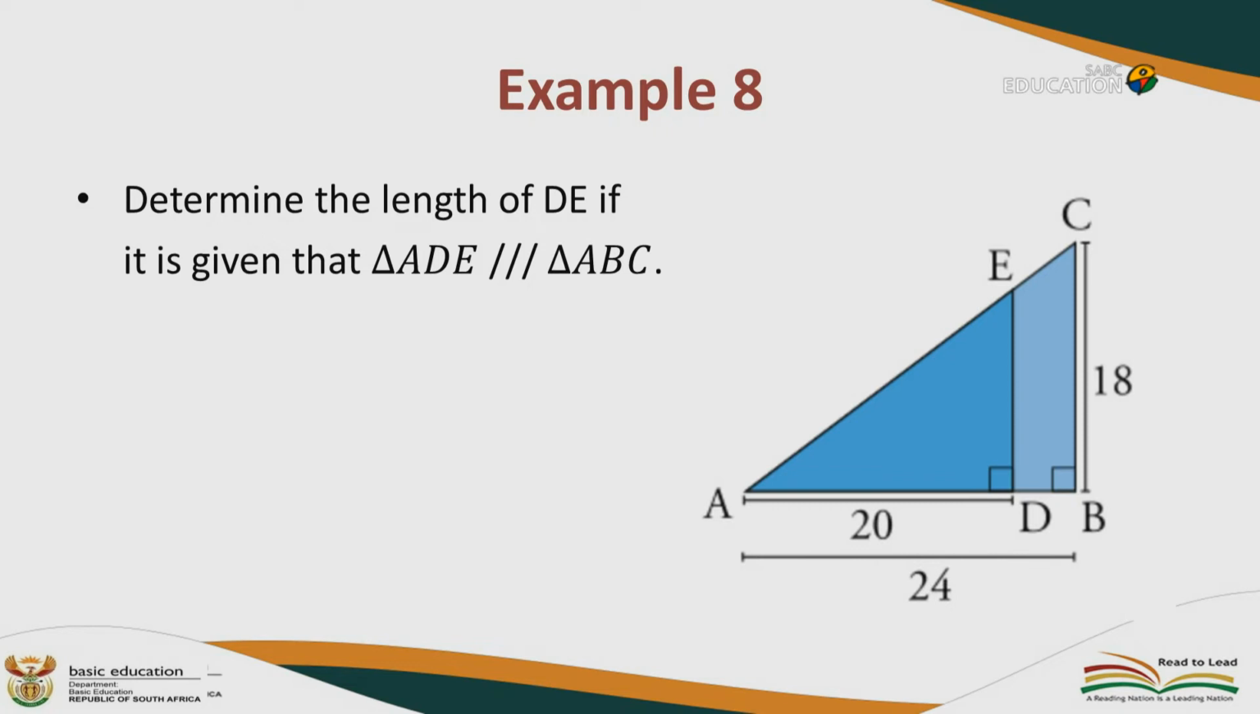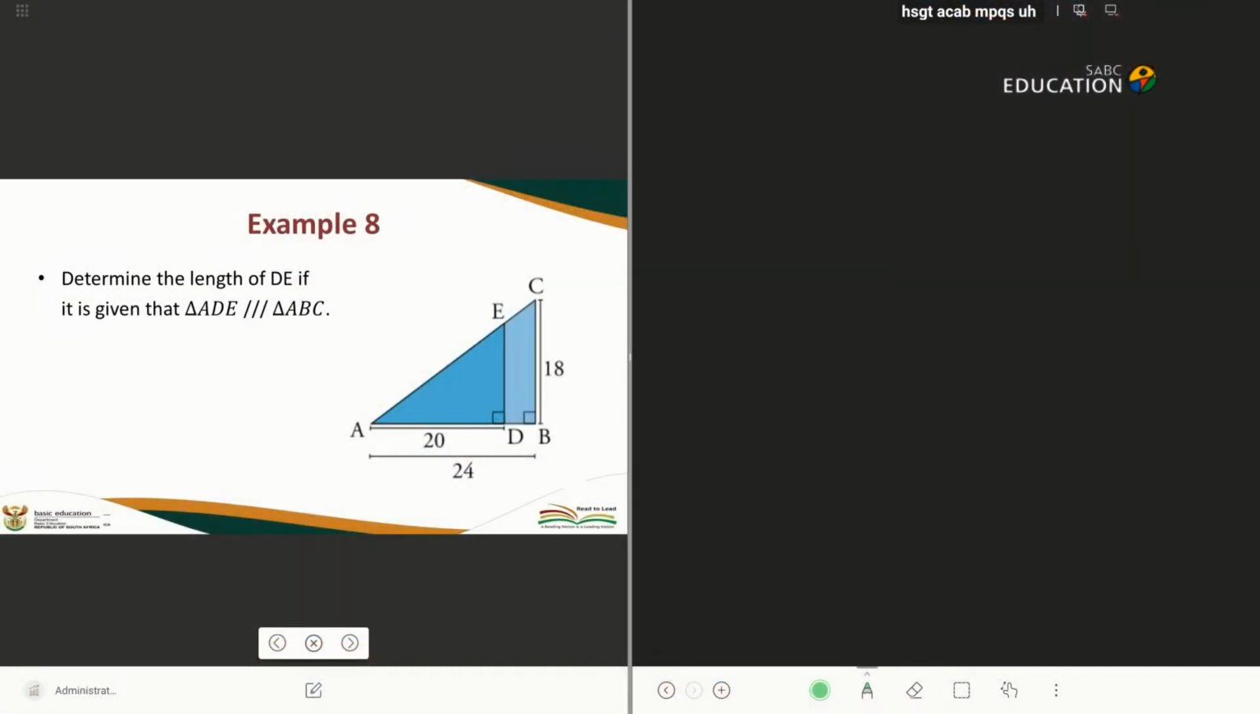So now I start with my correct ratios. So I will say that AD divided by AB will be equal to DE divided by BC will be equal to AE divided by AC. All right. And there you can write similarity.